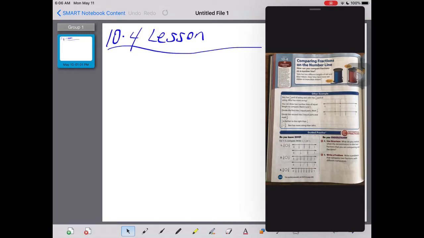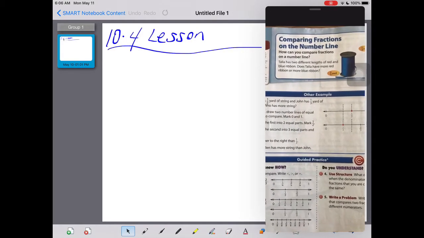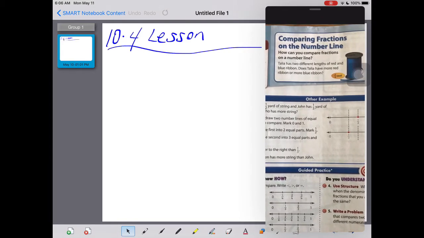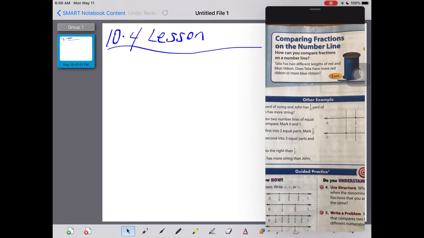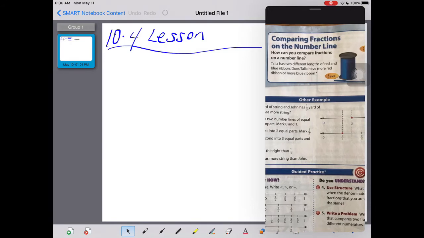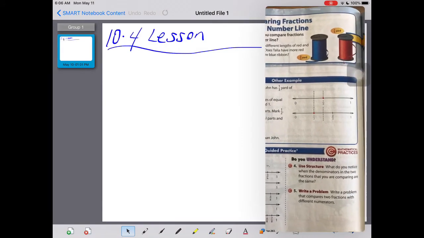Hello guys, let's take a look at lesson 10-4 where we're going to continue what we've been focusing in on, comparing fractions. Only this time we're going to take what we've been comparing and transfer that to the number line, and see what fractions look like on the number line, and comparing two fractions and what's greater or what is less.